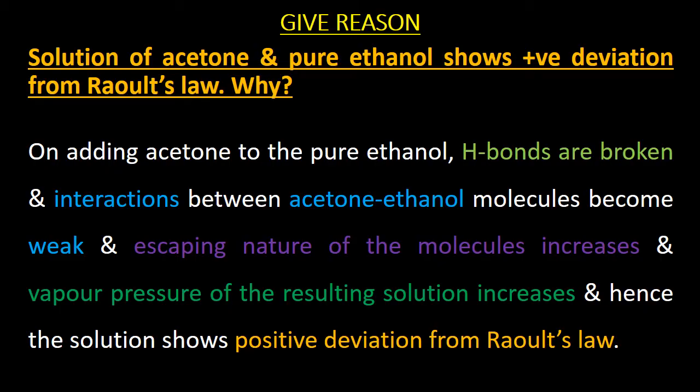A solution of acetone and pure ethanol shows positive deviation from Raoult's law. Why? On adding acetone to the pure ethanol, hydrogen bonds are broken and the interactions between acetone and ethanol molecules become weak, and the escaping nature of the molecules increases and the vapor pressure of the resulting solution also increases. Hence, this kind of solution shows positive deviation from Raoult's law.